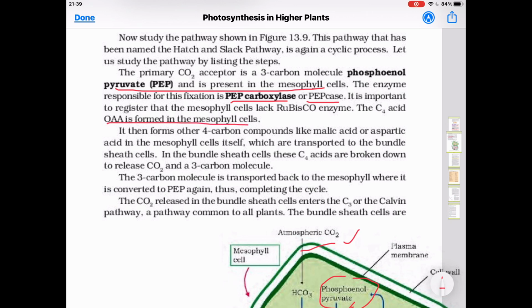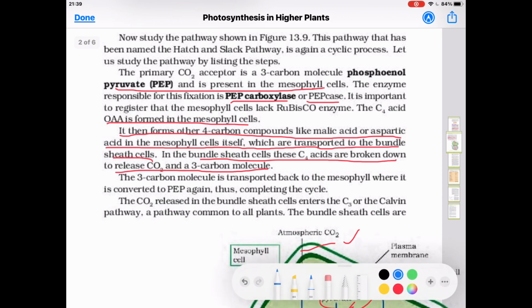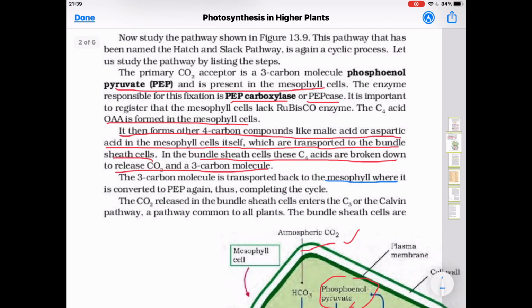It then forms other 4 carbon compounds like malic acid or aspartic acid in the mesophyll cells itself, which are transported to the bundle sheath. In the bundle sheath, these C4 acids are broken down to release carbon dioxide and a 3 carbon molecule, as already explained. The 3 carbon molecule is transported back to the mesophyll where it is converted into phosphoenol pyruvate again, thus completing the cycle. This is the C4 cycle.